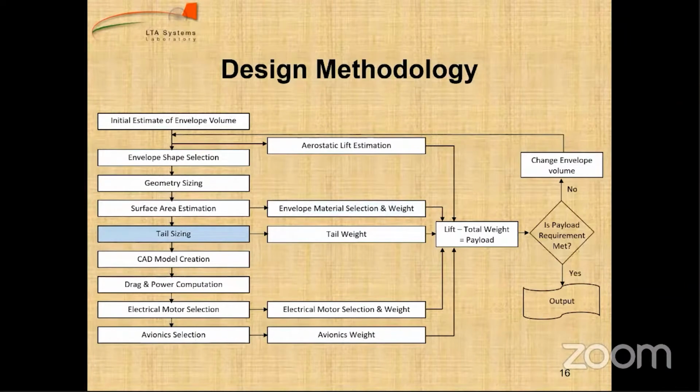Then after the surface area calculations, we can do the tail sizing. Tail here refers to the fins which we have seen on the airship at the rear side. So the fins, it is mentioned here as tail sizing. By doing the tail sizing, we get the dimensions of the tail, by using which we can get the weight of the tail.